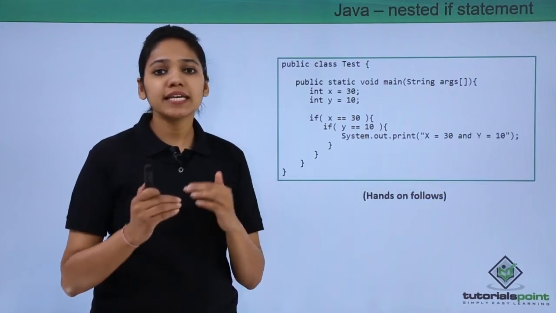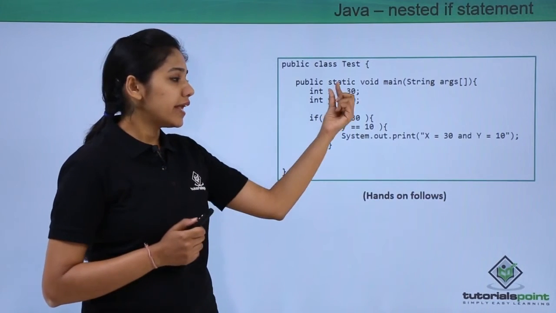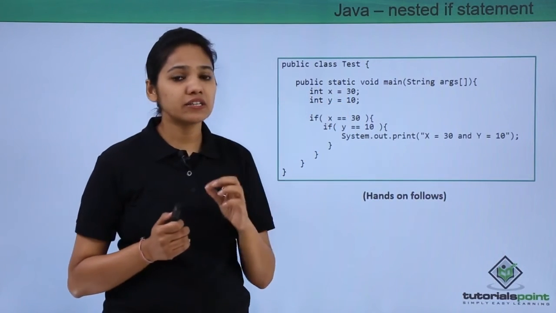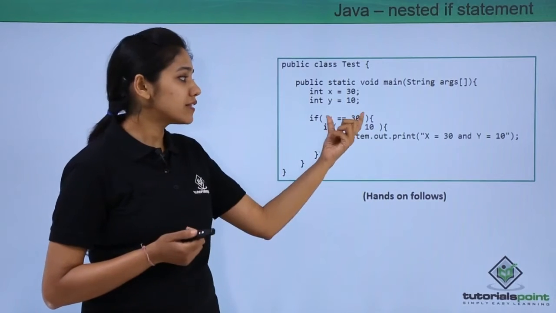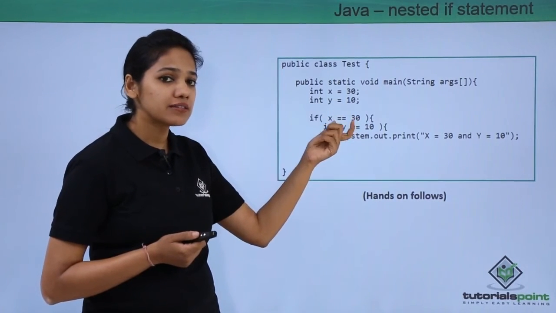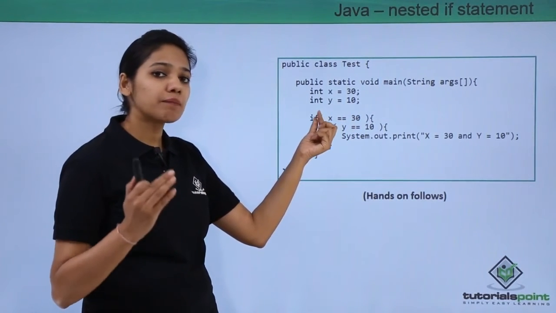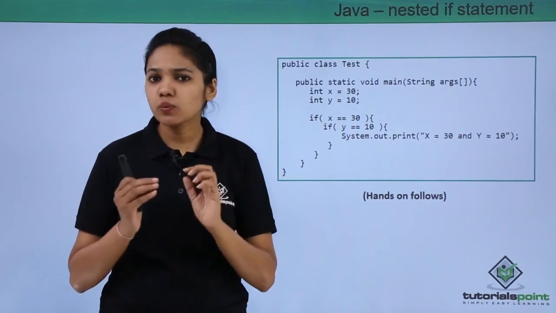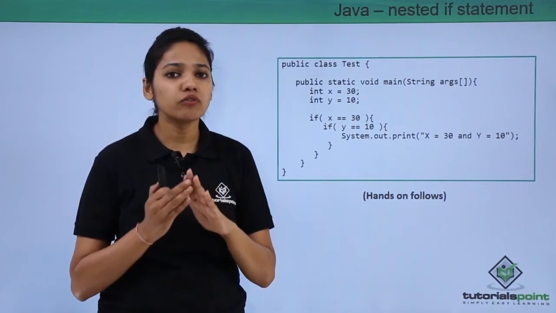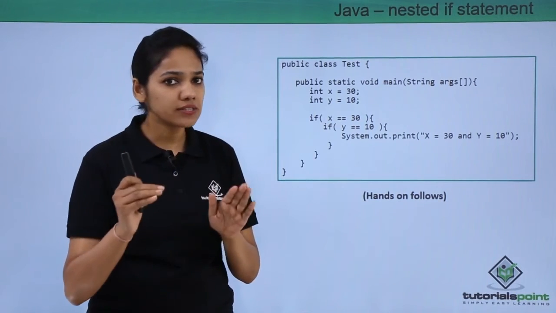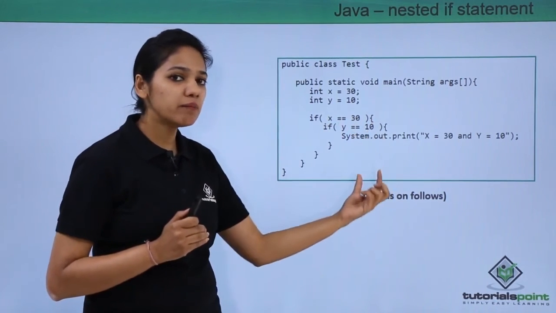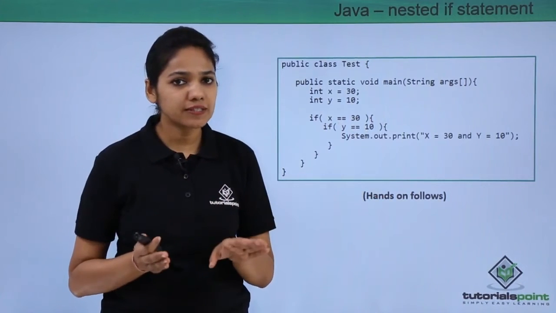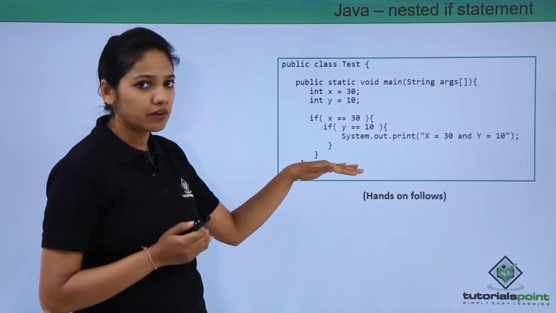Now let us take another scenario where the main condition does not satisfy. That is, the outer condition doesn't satisfy. X value, for example, is 20. So if 20 is equal to 30. Is 20 equal to 30? No. Therefore, the outer condition is not satisfied. Therefore, the inner block of statements will not be executed and it will come outside.